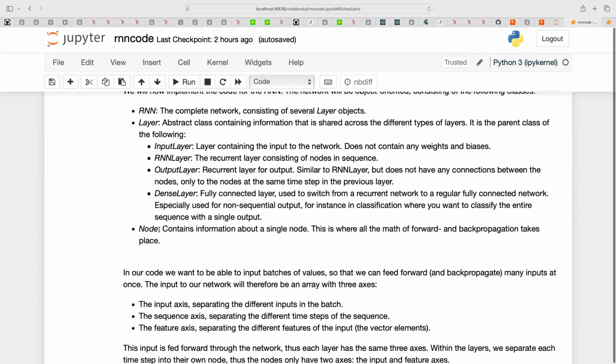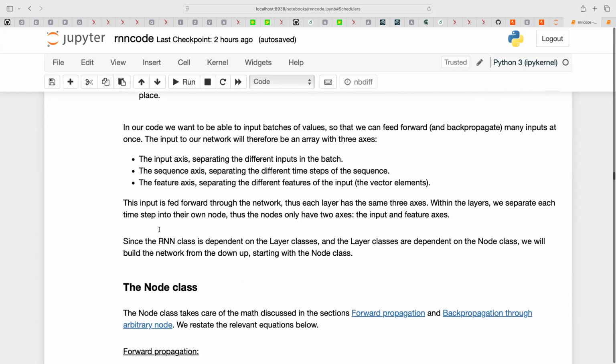So in the code, you want to be able to input batches of values so you can feed forward and back propagate many inputs at once. So that means that typically the input to the network will therefore be an array, typically with 3 axes. The input axis separates different inputs, then the sequence axis separating the different time steps, and then the feature axis. So these are things which we need. So always when we're developing a program, we need to think of the flow of data.